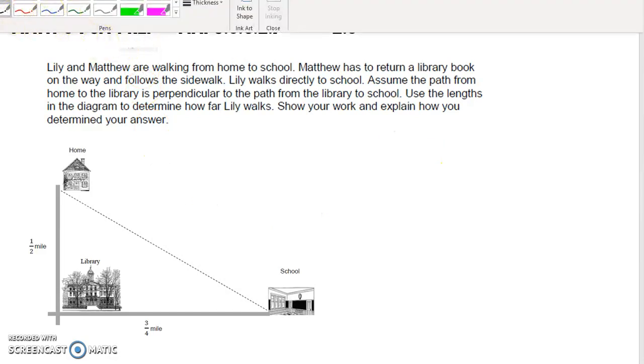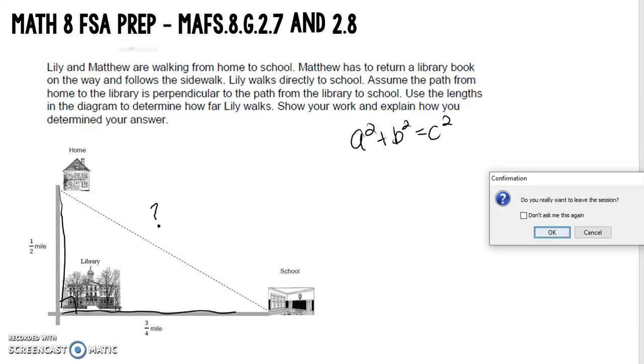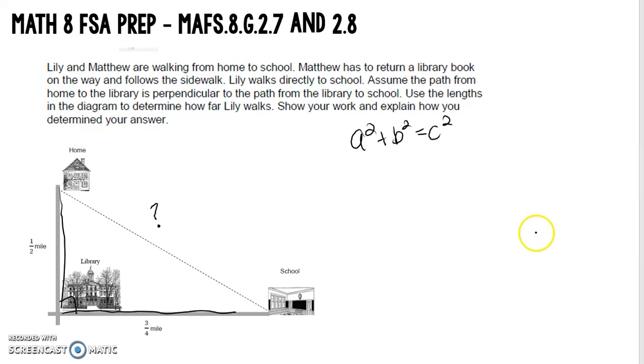So when we're talking about Lily here, Lily is going home straight to school, so we need to know this path that Lily walks. Matthew, on the other hand, is going to be coming down this way and then over this way. Well, since this forms a right triangle, we can use Pythagorean theorem. A squared plus b squared equals c squared. I'd really encourage you to pause this video and try to solve this on your own. So if I plug this in, either one of these could be a and b.